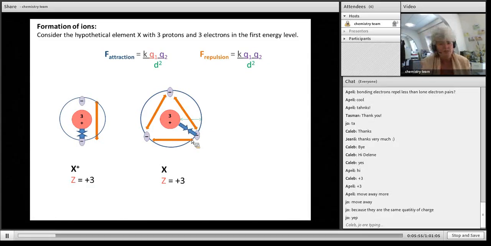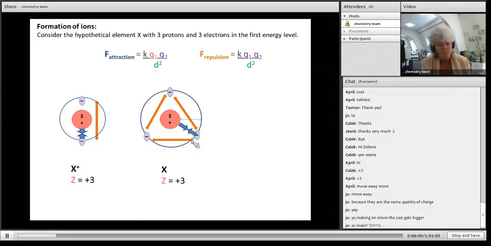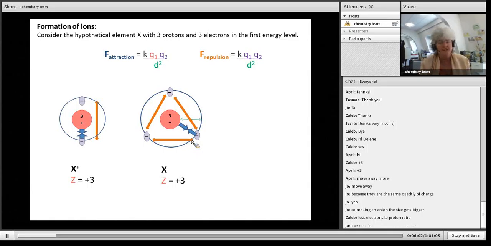So no, Caleb and Joe are typing. I don't know if they were starting to type beforehand. Yep, so we're going to go into the anion. I'd forgotten this is about the cation.